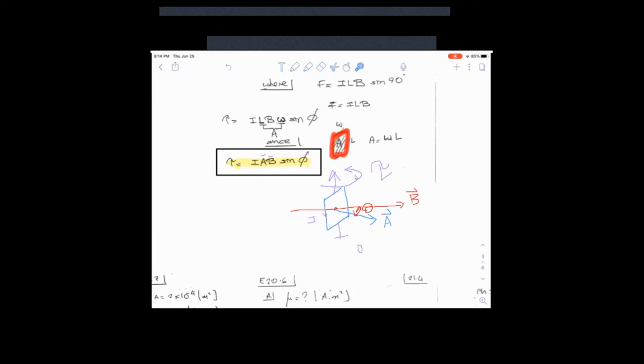When it's perfectly lined up, what happens to this angle? It becomes zero, and the sine of zero is zero, so at that point there's no torque. It's going to experience a torque until it's perfectly lined up. Once it's lined up, it's done. If the magnetic field is pointing this way and there's an angle, this thing is going to rotate until it's perfectly lined up along the direction of the magnetic field.